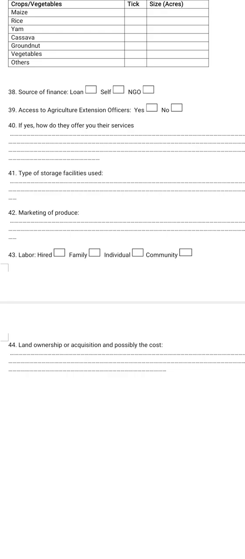And also land ownership or acquisition and possibly the cost. Ask them if they own the land, or if they don't own it and are using it or renting it, how much does it cost? And ask all these questions. Do you get it? I believe that this is going to be great information to help you guys. So this is just a format for you to go through.